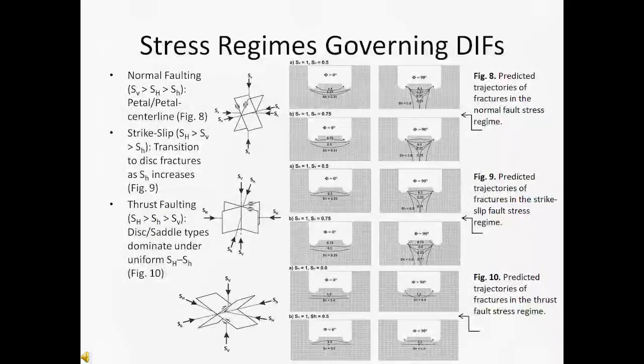Figures 8, 9, and 10 demonstrate DIF formation under different tectonic stress regimes. In normal faulting, SV greater than SH greater than Sh, pedal fractures dominate, indicating extensional environments. In strike-slip regimes, SH greater than SV greater than Sh, mixed fracture types form, depending on stress anisotropy. In thrust faulting, SH greater than Sh greater than SV, disc and saddle fractures are prevalent due to higher compressive stress. These figures visualize the progression of DIFs with changing stress ratios and help interpret the regional tectonic setting based on core samples.